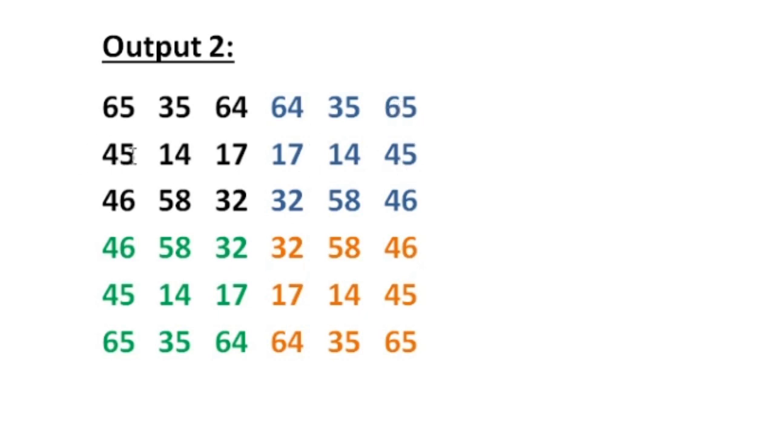Similarly for the remaining two rows. So 45, 14, 17 becomes 17, 14, 45, just the reverse of this row. So this is how the top right quadrant is formed. And now the bottom left quadrant. For the bottom left quadrant, we are asked to replace it with the water image of the top left quadrant. So the water image is nothing but the reflection of this top left quadrant.